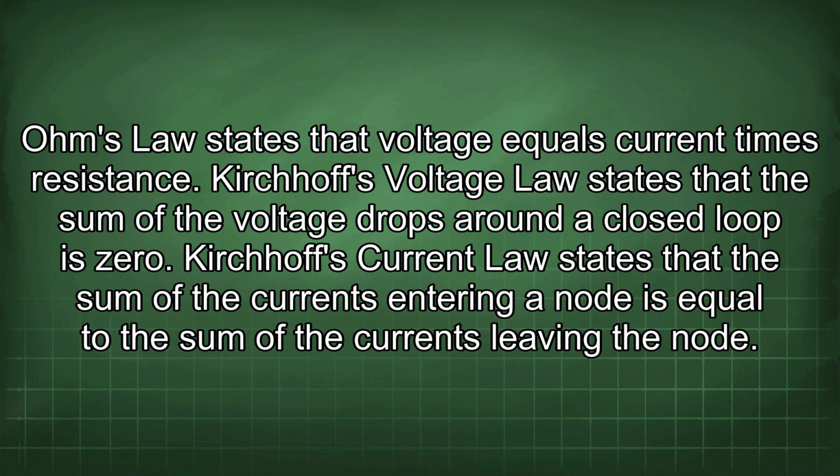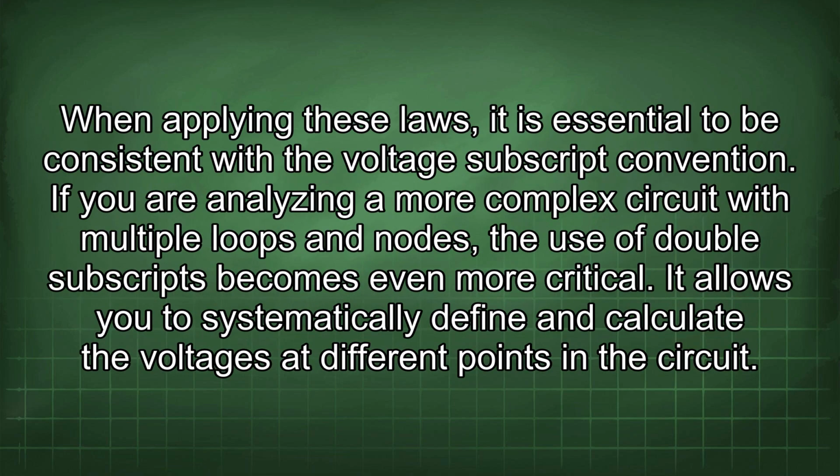Ohm's law states that voltage equals current times resistance. Kirchhoff's voltage law states that the sum of the voltage drops around a closed loop is 0. Kirchhoff's current law states that the sum of the currents entering a node is equal to the sum of the currents leaving the node. When applying these laws, it is essential to be consistent with the voltage subscript convention.